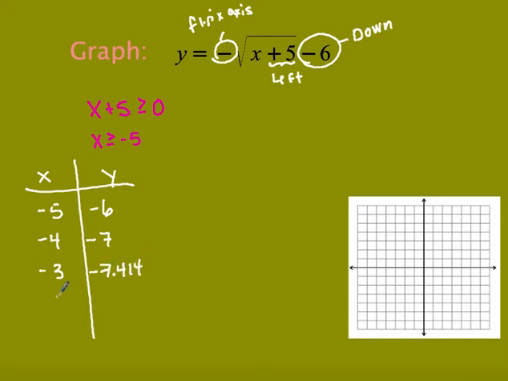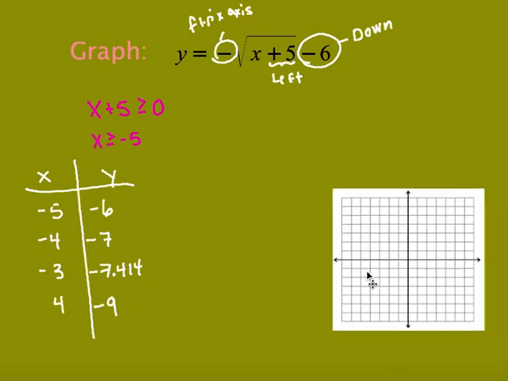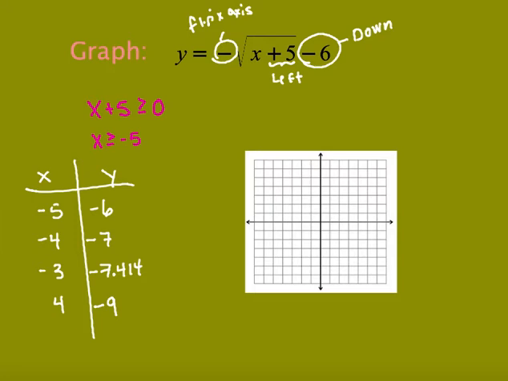-7.414. And I'll go ahead and find my next perfect square, which is 4. 4 plus 5 is 9, and the square root of 9 is 3, so I have -3 minus 6 will give me -9. All right, so now I'm ready to graph that.